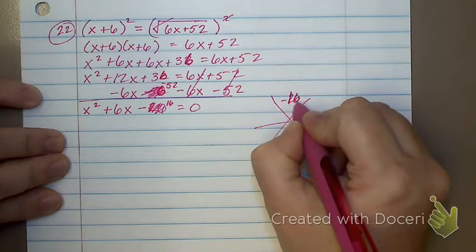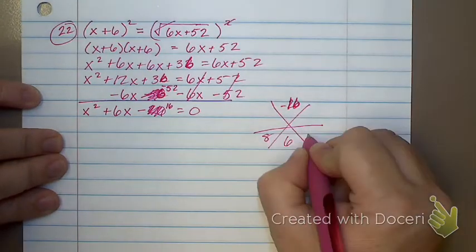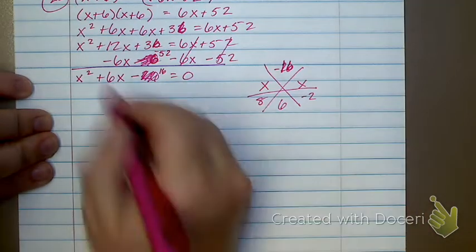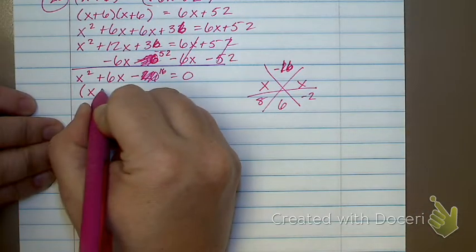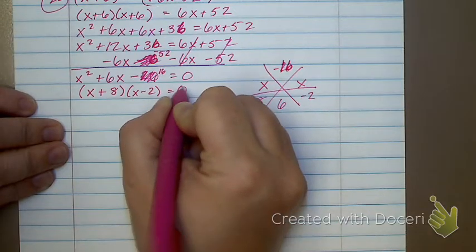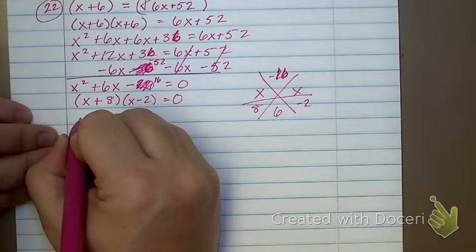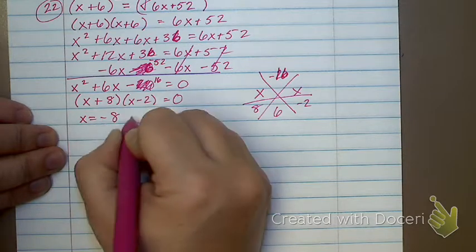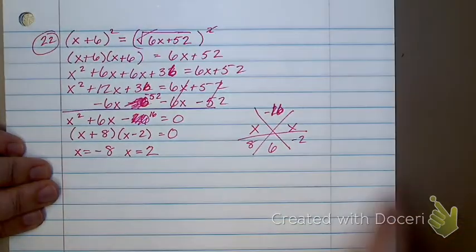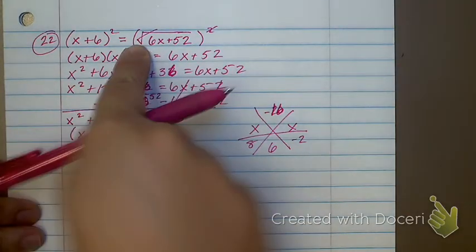So if I change that, I believe I have 8 and negative 2, and now I have something that works out well. Come on, Franken, do your multiplication. All right, x plus 8, x minus 2 equals 0. So I get x equals negative 8, and x equals positive 2. Do I need to check my answers? Yes, that was an even index.